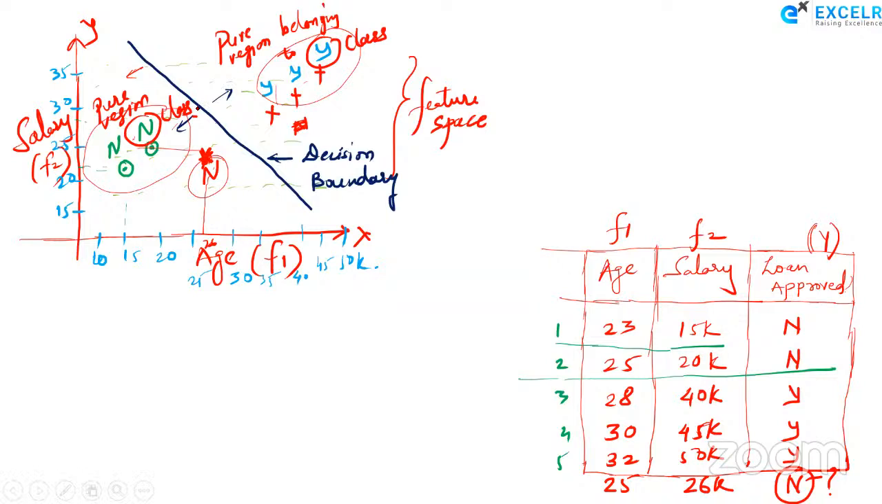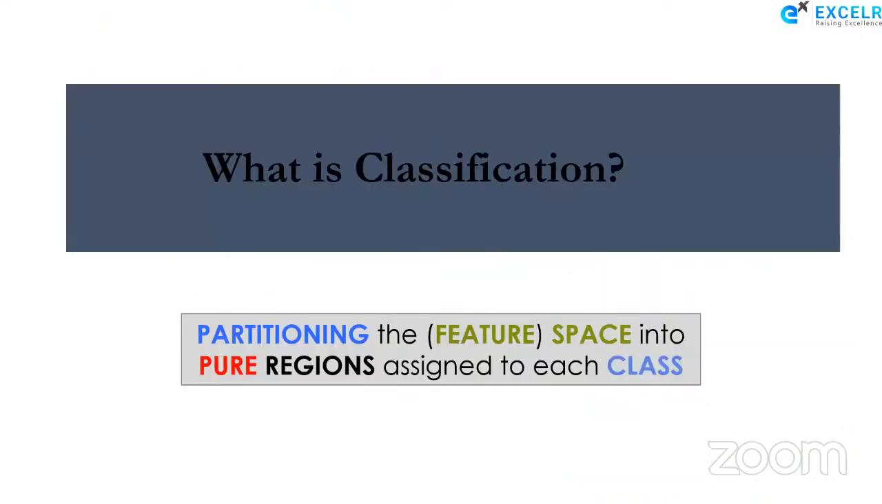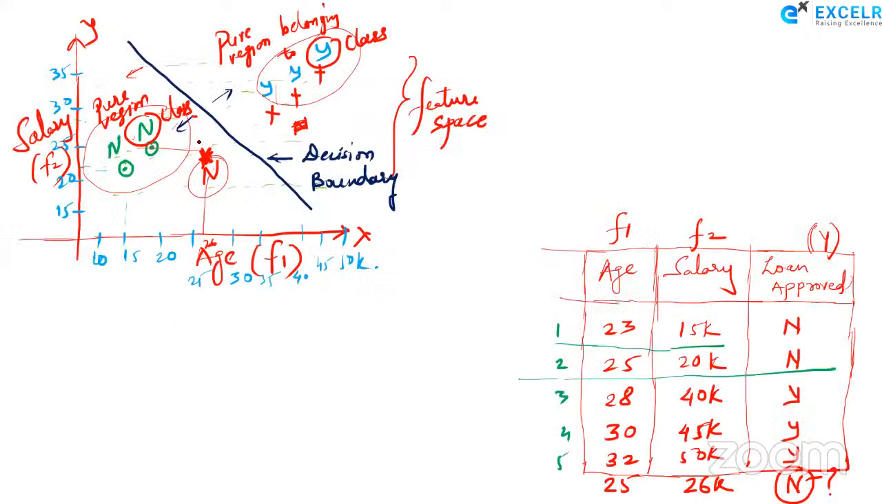Now let us go ahead and revisit our definition: partitioning the feature space. What is classification? It is an act of partitioning the feature space. Now what is the feature space? So this is your feature space, guys. You have age as one feature, salary as the other feature. And this particular space that we are looking at is called your feature space.